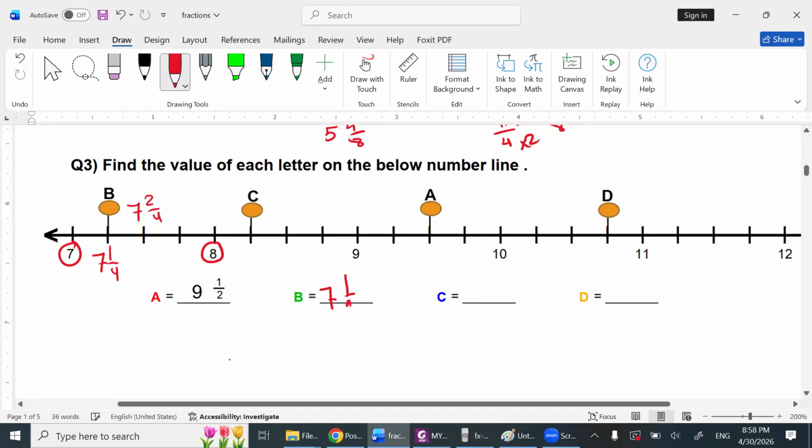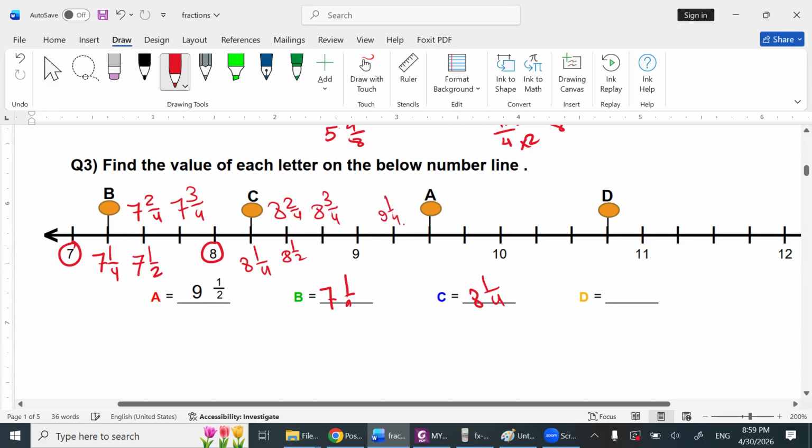By the way, 2 quarters equals 1 half. So this one is 7 and 1 half. 7 and 3 quarters, 8. 8 and 1 quarter. So letter C is 8 and 1 quarter. 8 and 2 quarters, or 8 and 1 half, the same. 8 and 3 quarters and 9.